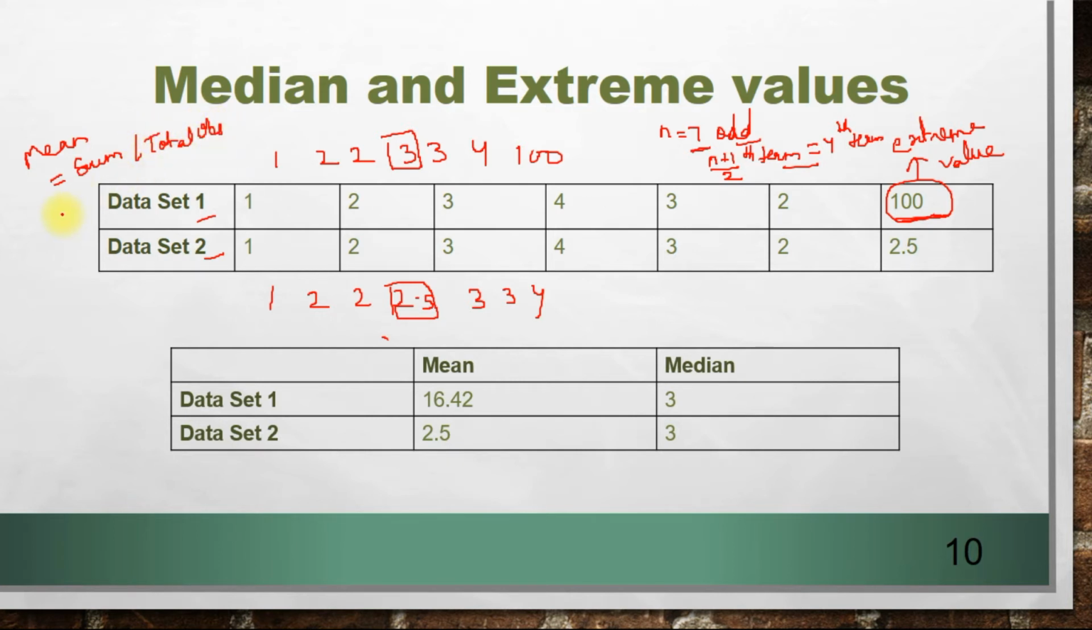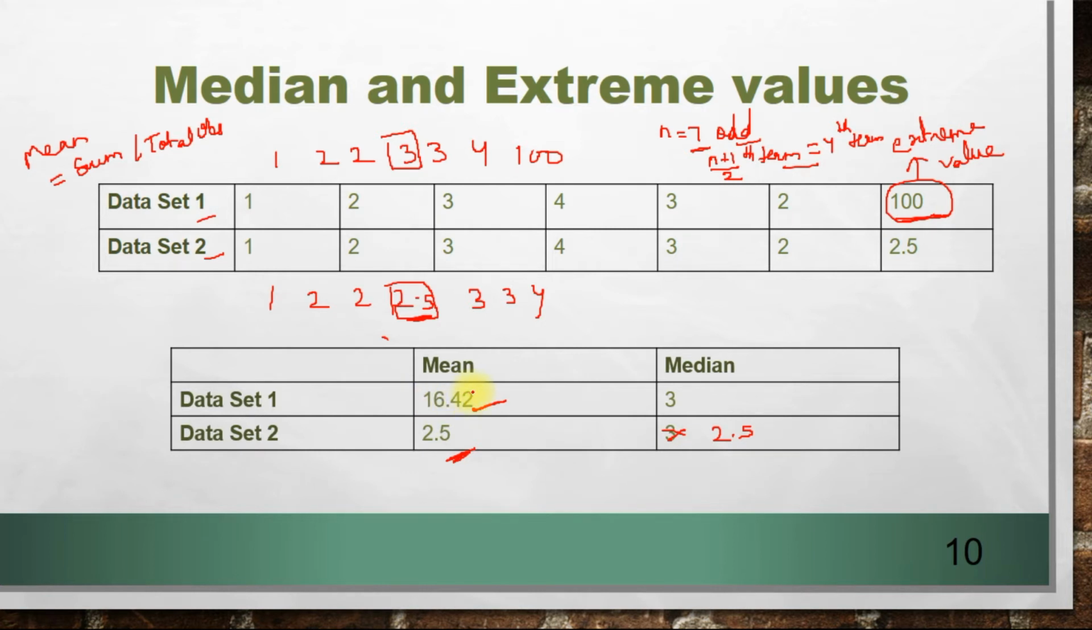Right, so when we calculate the mean for data set 1, it will be 16.42, while for data set 2 it will be 2.5. One thing we should notice is that when we don't have outliers, then mean and median are equal. Median value is 2.5 and mean value is also 2.5. Here this is not 3, sorry, this is 2.5.